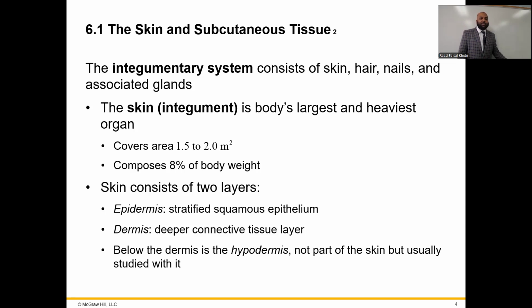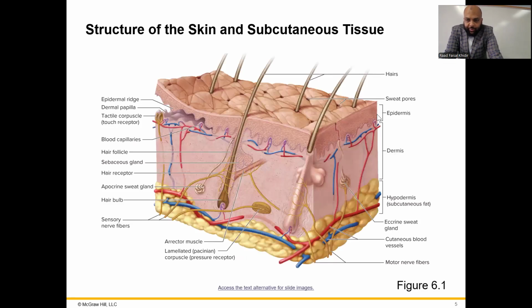So below the dermis is the hypodermis, and that is not part of the skin, but these are the subcutaneous tissue, but they are usually studied with the skin. So that shows us the epidermis, the outermost layer, and you have the dermis. On the dermis, you have the shaft of the hair cell and the bulb being anchored to that layer. And right beneath the dermis, you have your third layer all the way in the bottom, and that's your subcutaneous fat known as the hypodermis.